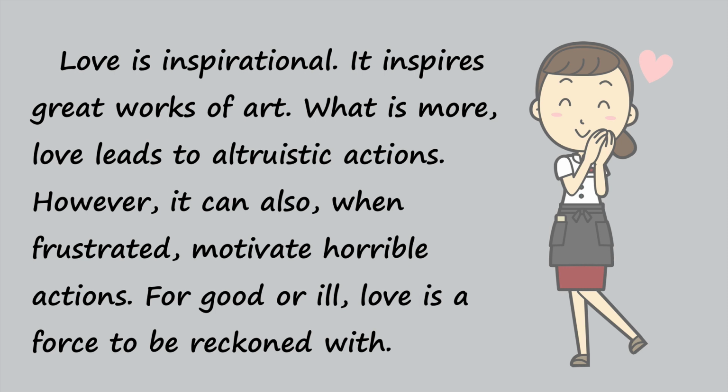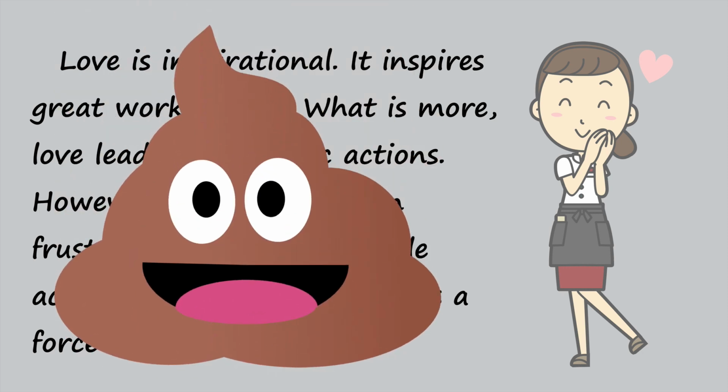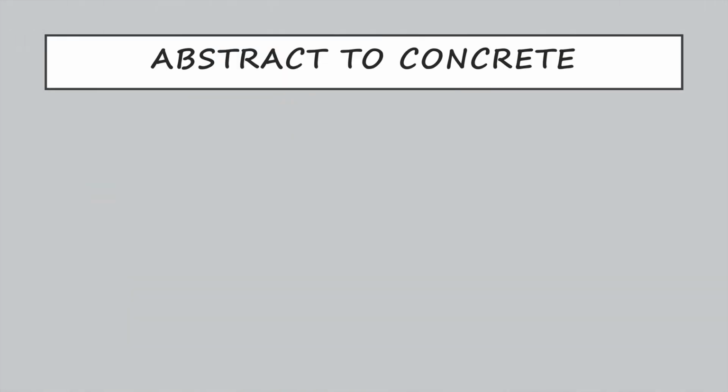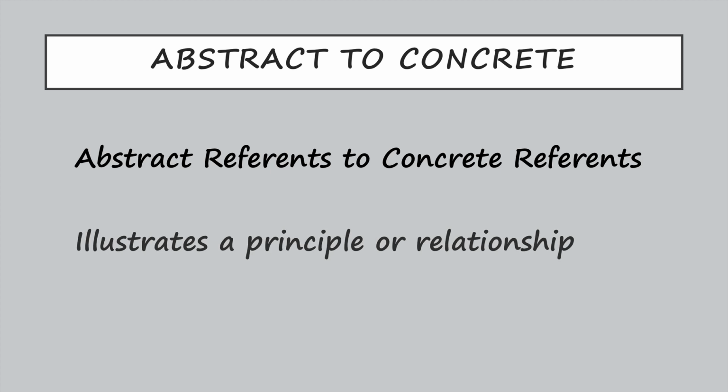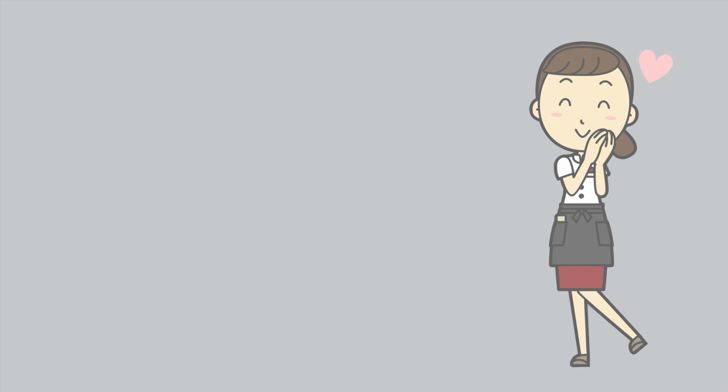Wow, what a steaming pile of crap. This paragraph succeeded in saying basically nothing. In order to make it more relatable, we will have to illustrate each of these points. First, we'll use the abstract to concrete method of illustration. When employing this strategy, you simply replace abstract reference with concrete reference. In general, this strategy is very useful when illustrating a principle or a relationship between entities.